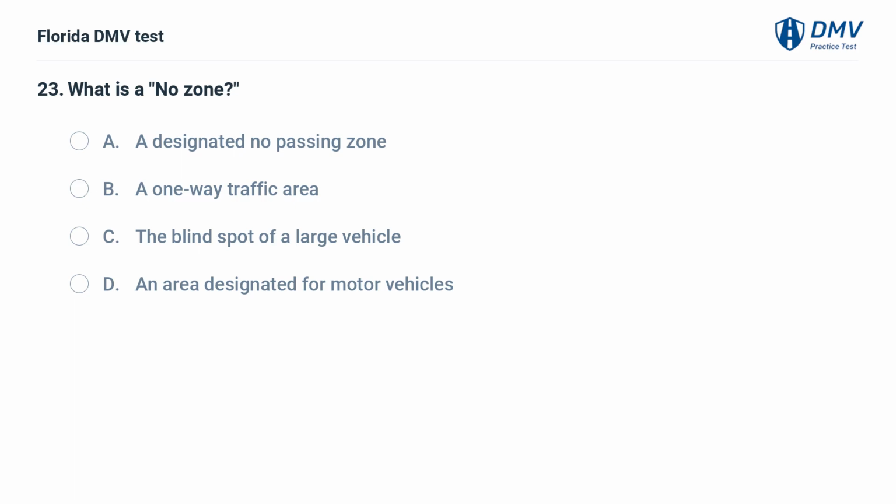What is a no zone? A. A designated no passing zone. B. A one-way traffic area. C. The blind spot of a large vehicle. D. An area designated for motor vehicles.